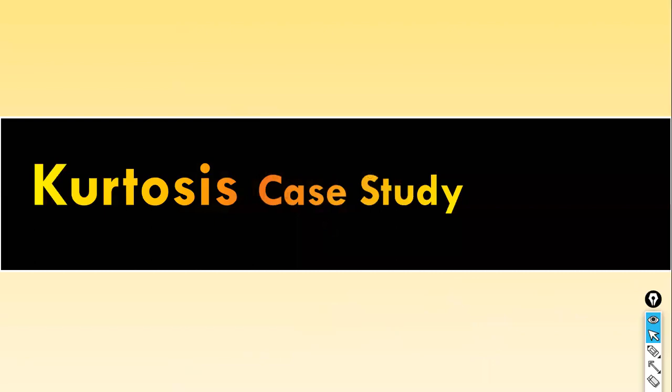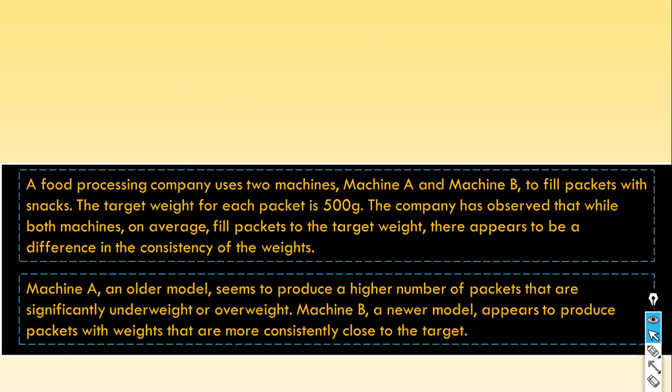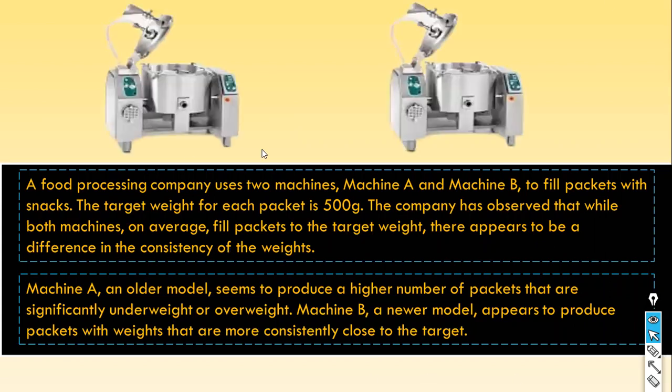Now we will quickly take a look at a simple case study in the case of kurtosis, and how kurtosis is helpful in a real world scenario. Let's consider a problem faced by a food processing company. They use two machines to fill packets with snacks. These are the machines, and these are the snack packets. These machines fill the packets automatically.